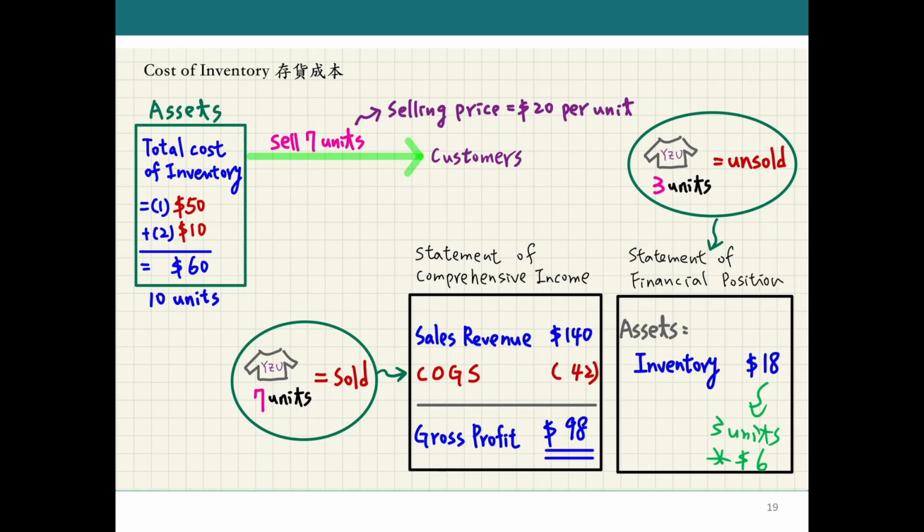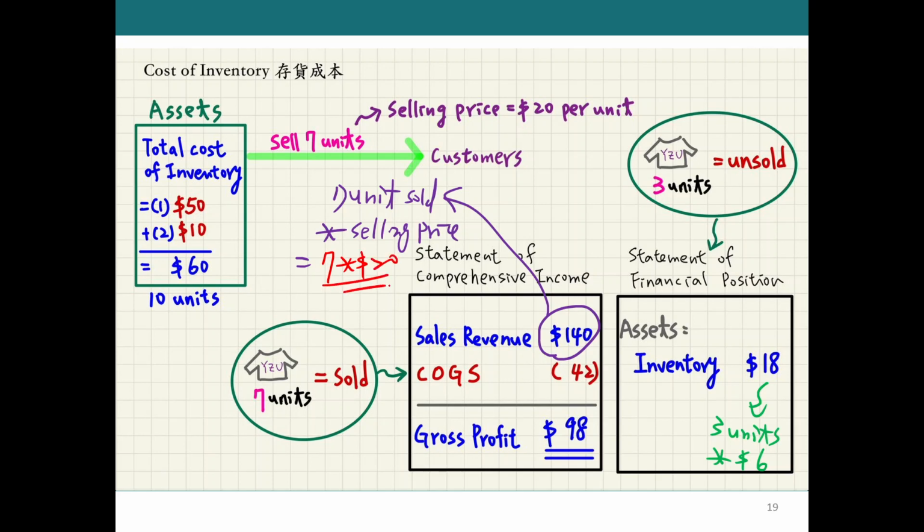So we sold 7 units. Totally, I earned the sales revenue here. How much? 7 units you sold, right? Times what? The selling price for each. So it should be 7 units times each one selling price 20. This is how we got $140. In order to earn the revenue from customers, nothing for free.